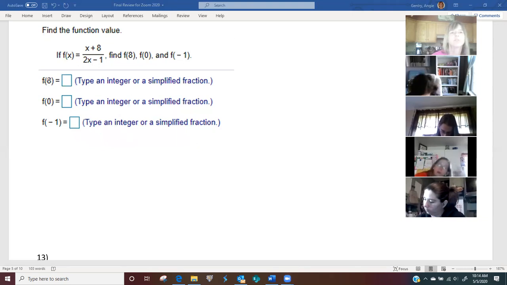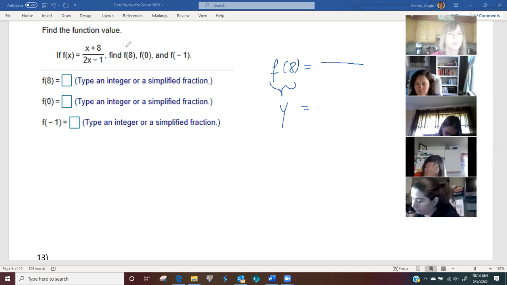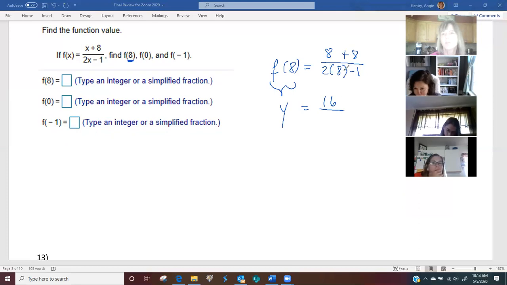f of 8 is really, what is y when x is 8? You could replace that with the y, if you like that better. You're going to take the original and replace that x with that 8. We'll do that one in blue. 8 plus 8, x is 8, so 2 times 8 minus 1. So 8 plus 8 is 16, and 2 times 8 is 16, minus 1 is 15.